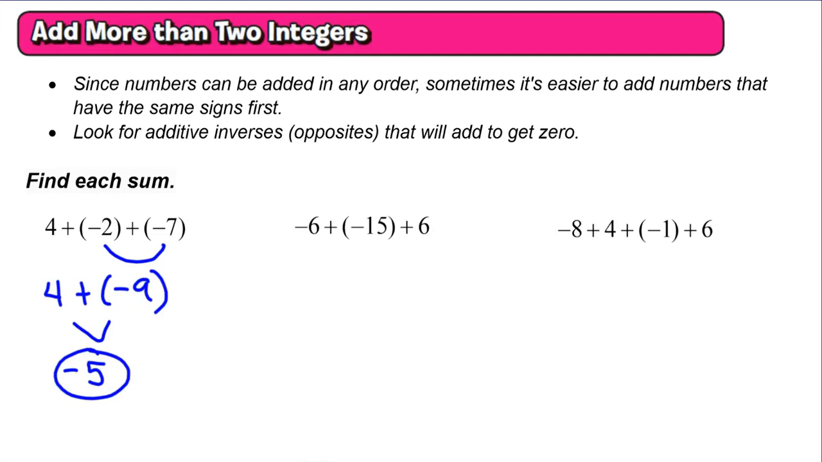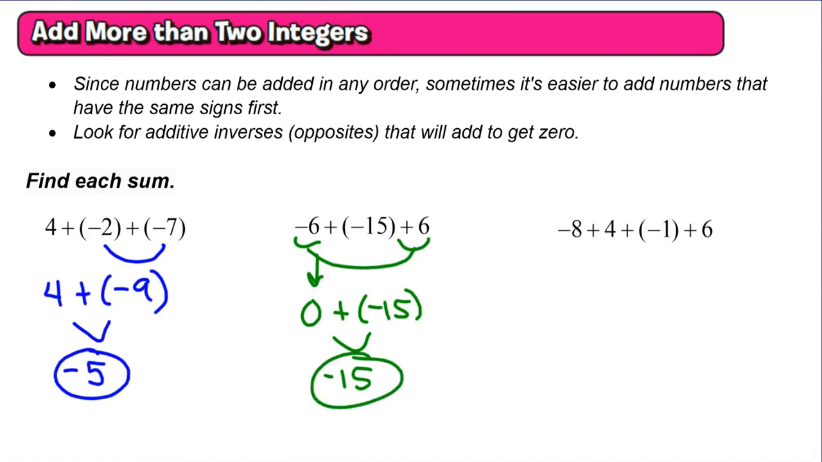The next one here, -6 plus -15 plus 6, I might be tempted to combine the two negatives together, but if you look a little bit closer, you'll notice that -6 and +6 are opposites. Okay, these are what we call additive inverses. So if I add these together first, what's going to happen? I'm going to get 0. Okay, so these give me 0. So I have 0 plus -15, which makes my life really easy, because 0 plus anything doesn't change the number. And I have -15. So finding those opposites will be easier to add as well.